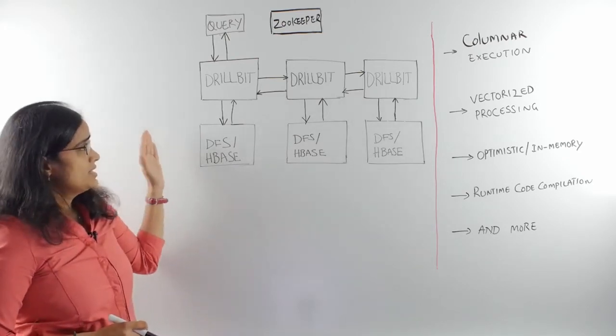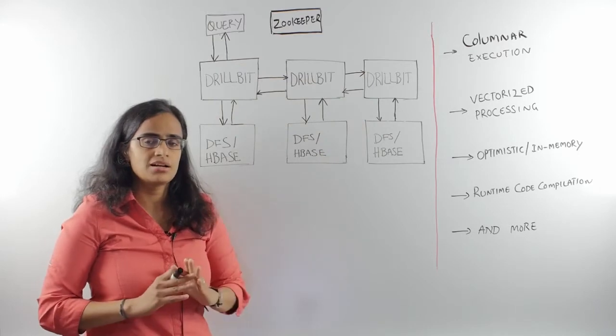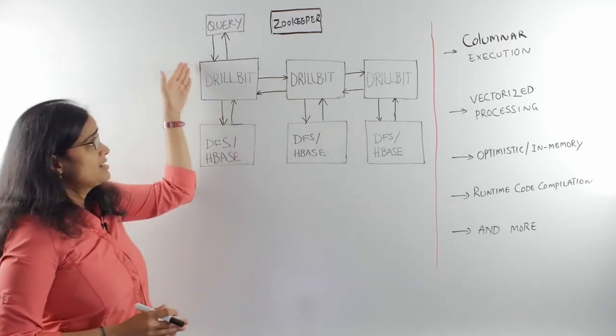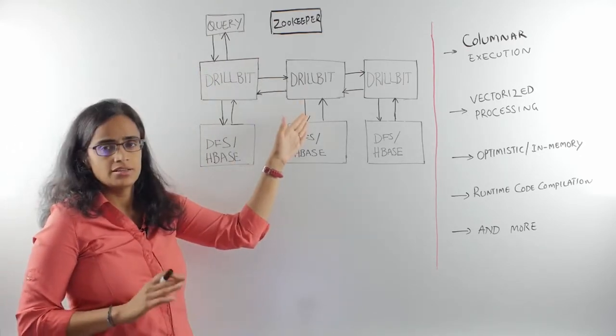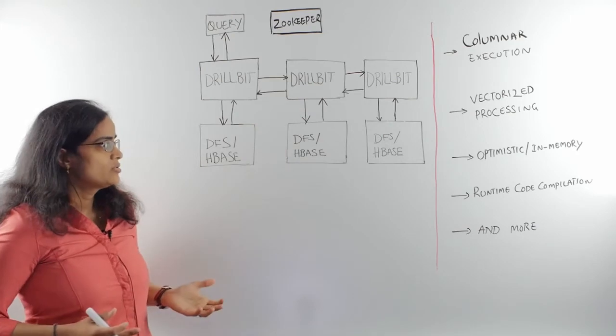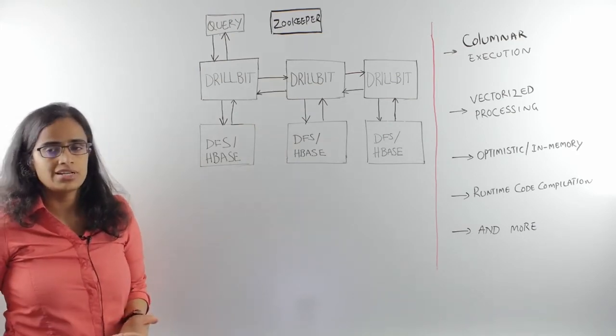The important thing to realize here is that each of these DrillBits is the same. So this is a completely scale out MPP architecture. The request from the client can go to any DrillBit. That is how Drill scales. There is no master slave architecture. So today I could deploy Drill on one node if that is sufficient for my needs. I can grow it to 10 nodes tomorrow.